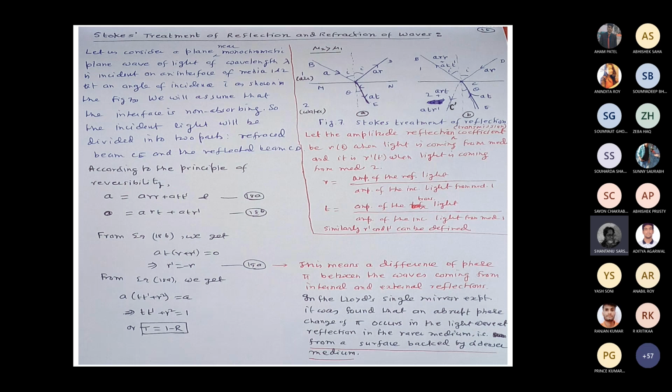But here we get another light ray. AT has been reflected with amplitude AT into R dash. The amplitude of the reflected light due to the incident light AT will be AT into R dash. And a part of the other light ray will be refracted, that will be AR into T. So the amplitude of the light coming along this direction is ART plus AT R dash. And this must be zero, because initially there is no light in this direction. Then how can we get a light ray in this direction? So according to the principle of reversibility, these two equations must be true.